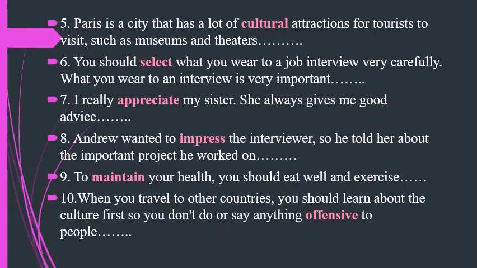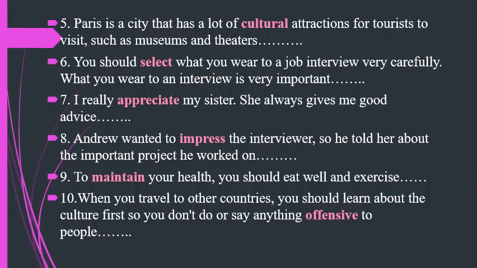Paris is a city that has a lot of cultural attractions for tourists to visit, such as museums and theaters. What is the meaning of cultural? You know, the culture of a country is its music, its art, its history. Okay, so this is the culture. So cultural attractions is connected with art, music, or literature. It's related to this culture. You should select what you wear to a job interview very carefully. What you wear to an interview is very important. Select is to choose.